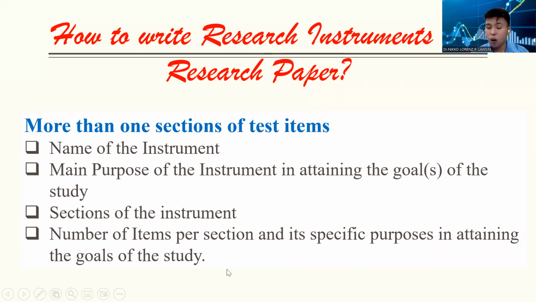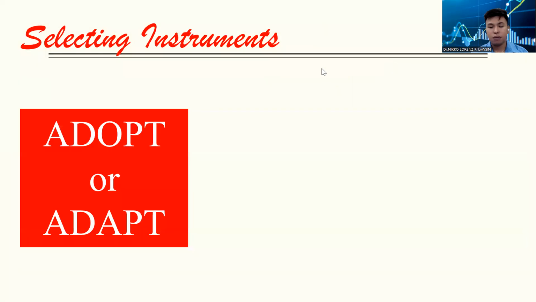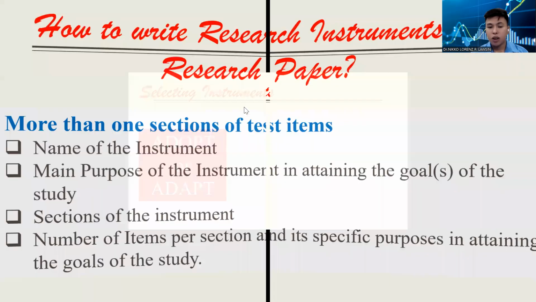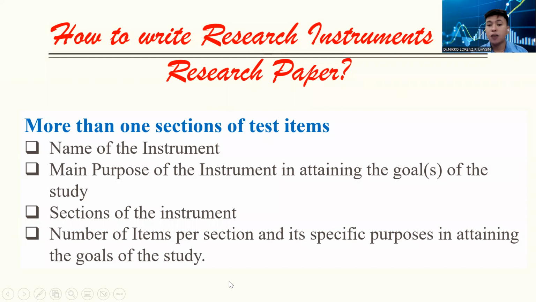Okay, so that's the flow: name of the instrument, main purpose of the instrument, section of the instrument, number of items per section, and its purpose or purposes in attaining the goals of the study. Okay, so this is how you write your research instrument in the paper.